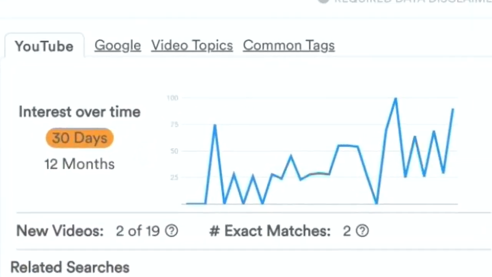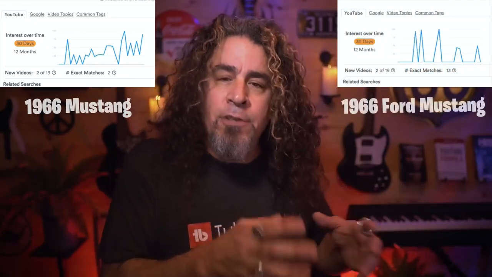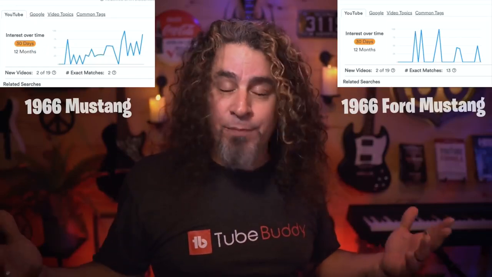What I'm really liking about this target compared to the last one is that the Google data is showing me on YouTube the interest over time in the last 30 days is actually better than when the keyword Ford is included. Here's a great example of me actually learning the language of my target audience.